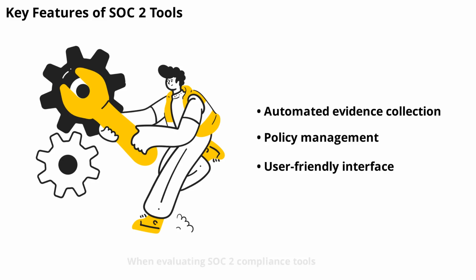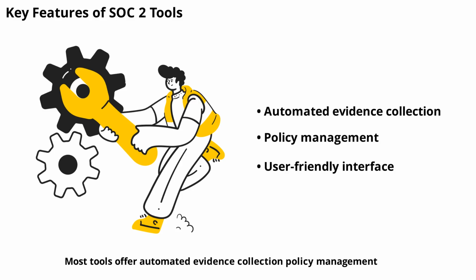When evaluating SOC 2 compliance tools, it's important to know what features to look for. Most tools offer automated evidence collection, policy management, risk assessment modules, and real-time monitoring. Some also provide integrations with popular real estate software, making it easier to incorporate compliance into your daily workflow. For beginners, user-friendly interfaces and strong customer support are especially valuable, ensuring you can navigate the process with confidence.